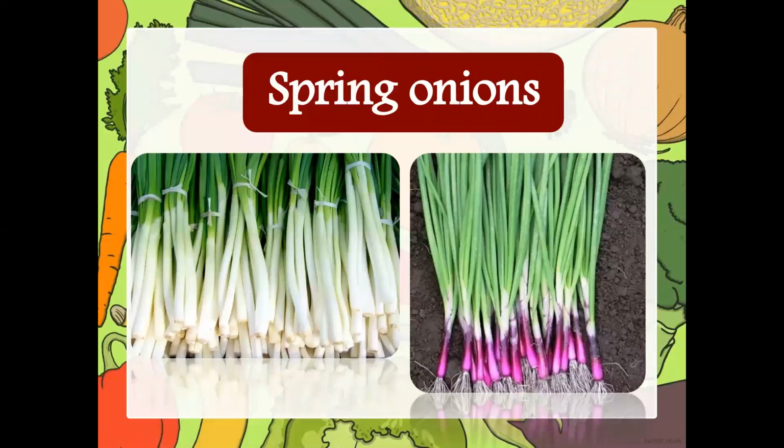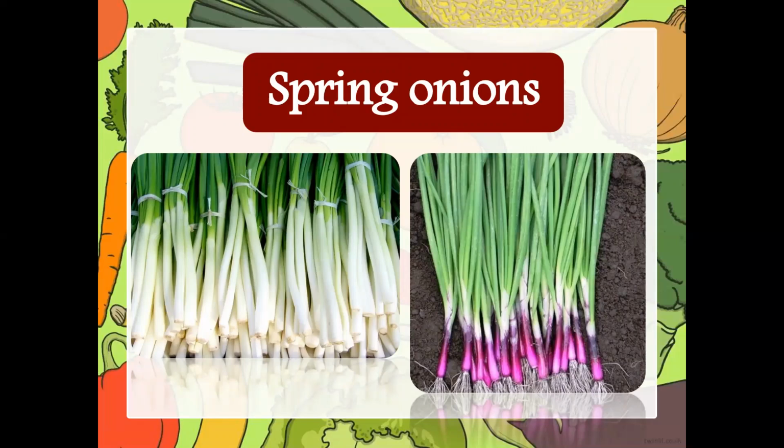We also have the spring onions. Before we said that the onions are root vegetables, right? This is one type of the onions. We have another type of onions that is called spring onions. Spring onions are considered to be stem vegetables.